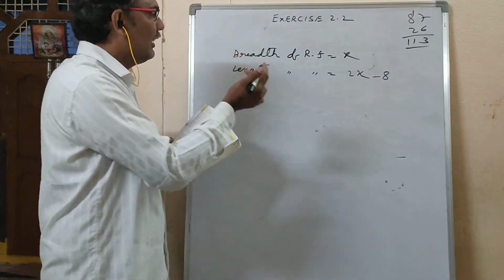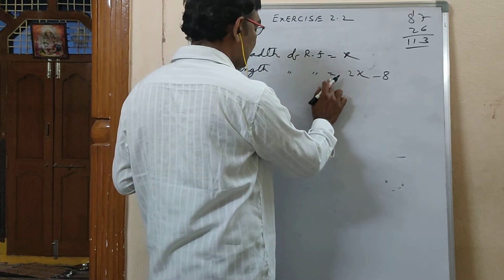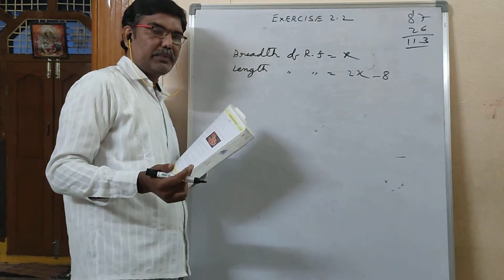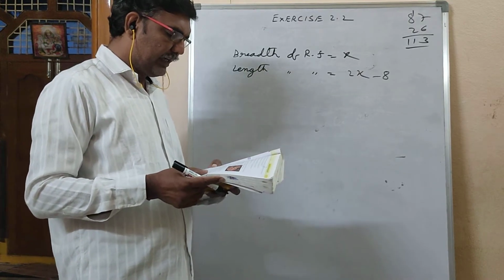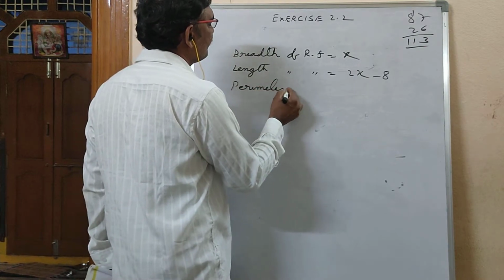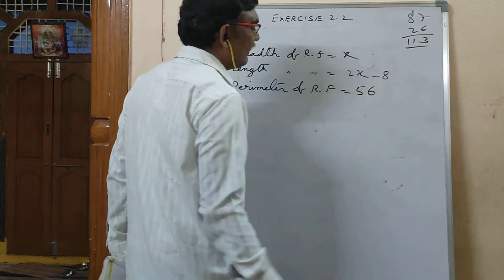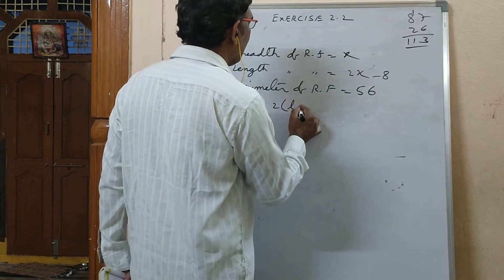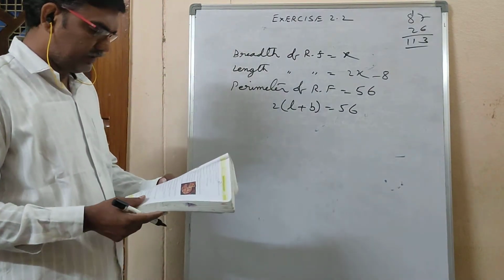See here, I have written it mathematically: the length of the rectangular field is 8 meters less than twice the breadth, means 2x minus 8. Then what else he has given here? The perimeter of the rectangular field is 56. They have given it already. So now you should write the formula for the perimeter of a rectangle: 2 into (L plus B) is equal to how much? 56 meters.